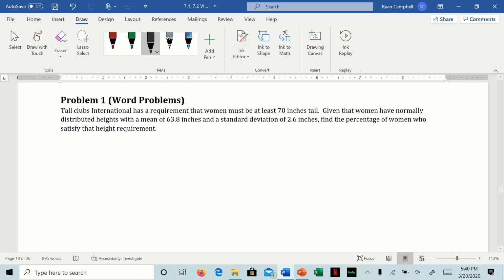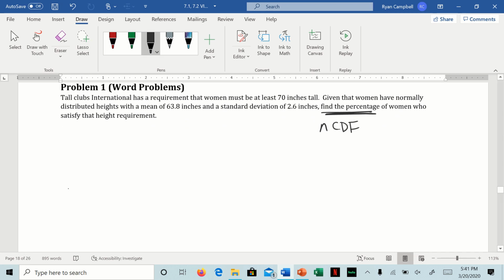All right, so the Tall Clubs International has a requirement that women must be at least 70 inches tall. Given that women have normally distributed heights with a mean of 63.8 inches and standard deviation of 2.6 inches, find the percentage of women who satisfy that height requirement. So what are we going to do for normal distribution? If it's find percentage, normal CDF.